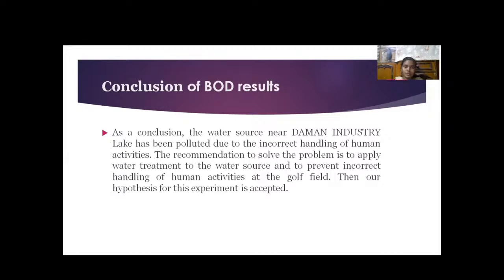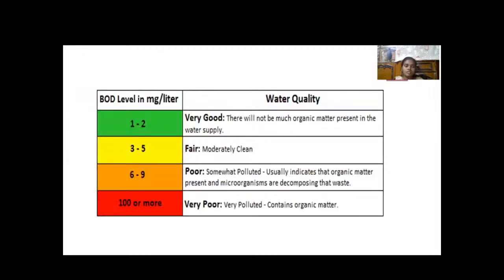As a conclusion, the water source near Daman Industry Lake has been polluted due to incorrect handling and human activity. The recommendation to solve the problem is to apply water treatment to the water source and to prevent incorrect handling of human activity at the source. Then our hypothesis of this experiment is as expected. This is the chart of the water quality.